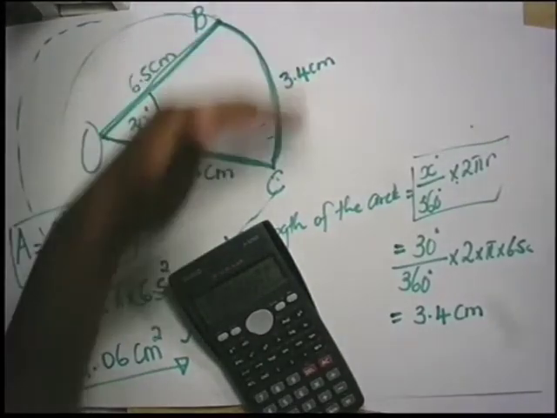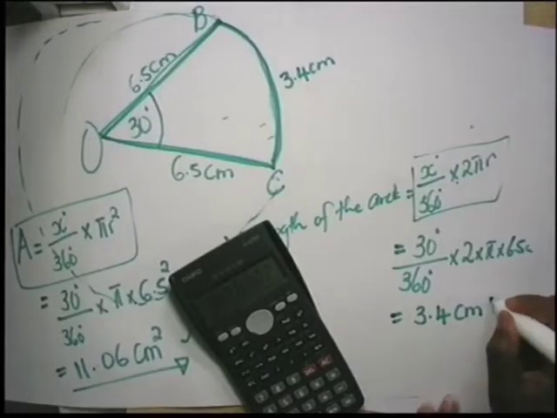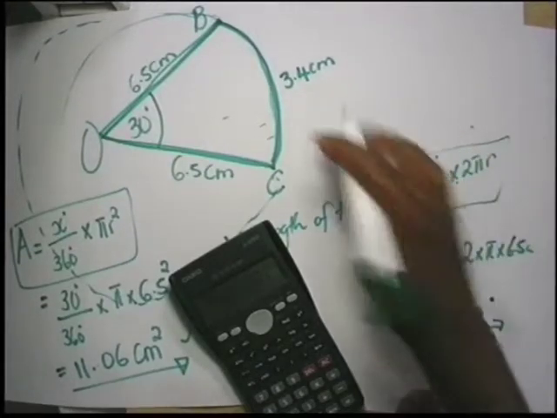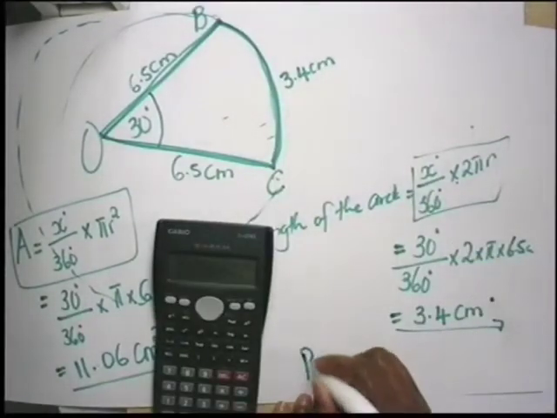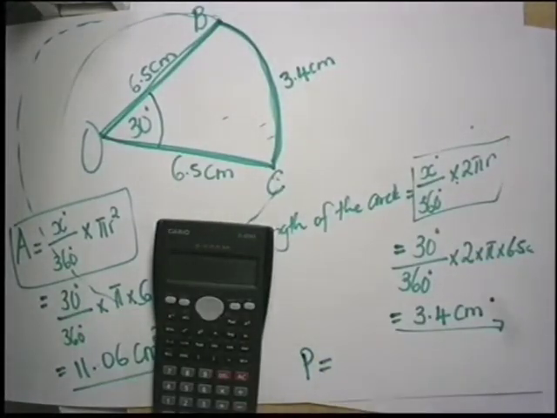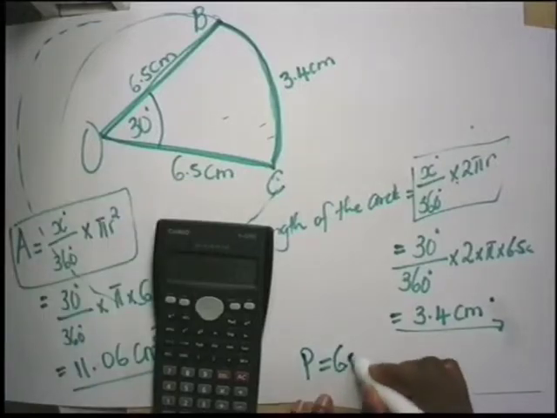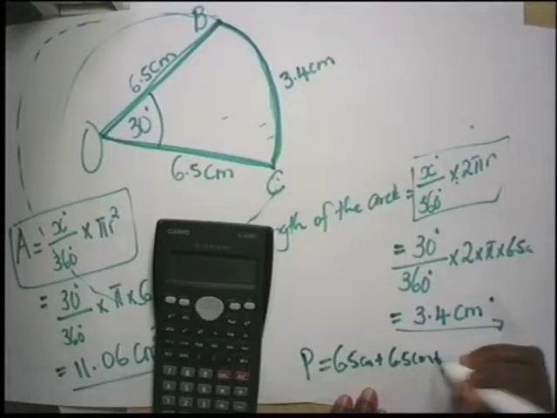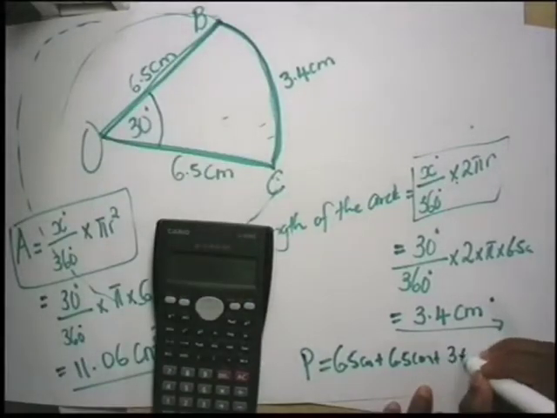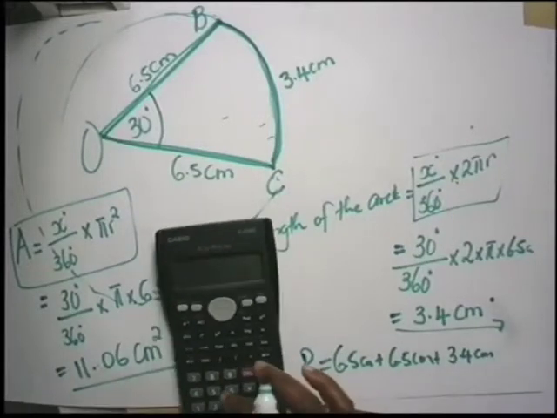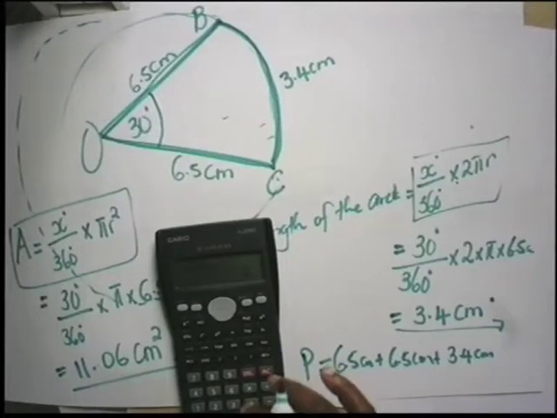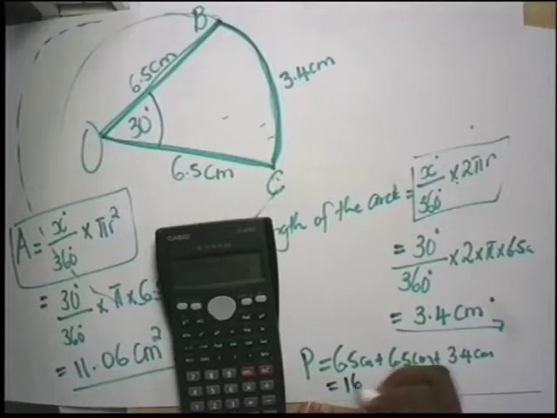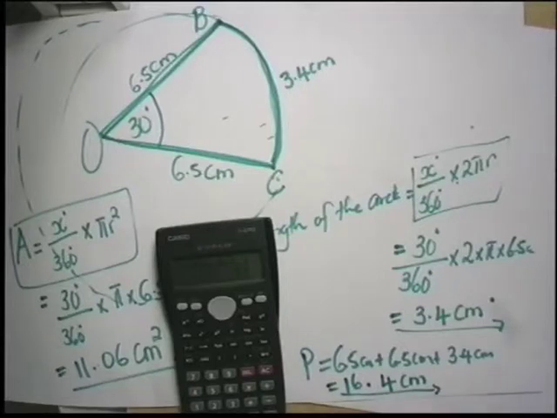Now we have all our information. This is not the final answer. The question did not ask you to work out the length of the arc, but to work out the perimeter of the sector. Now let's work out the perimeter. You add now 6.5 centimeters plus another 6.5 centimeters plus the length of the arc, which is 3.4 centimeters. So that will be 6.5 plus 6.5 plus 3.4, which will give us a perimeter of 16.4 centimeters. So this is our final answer.